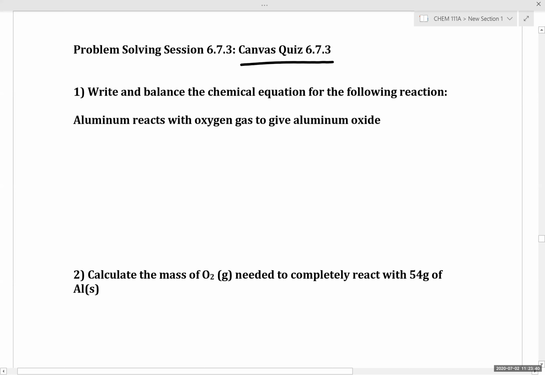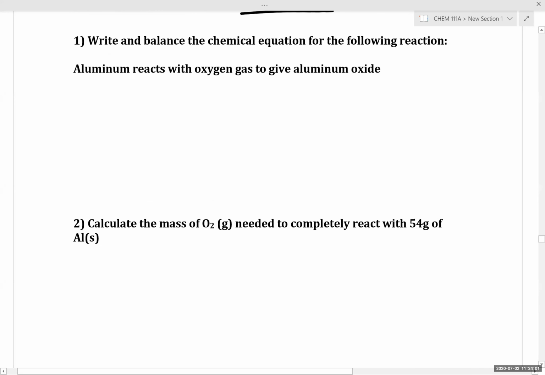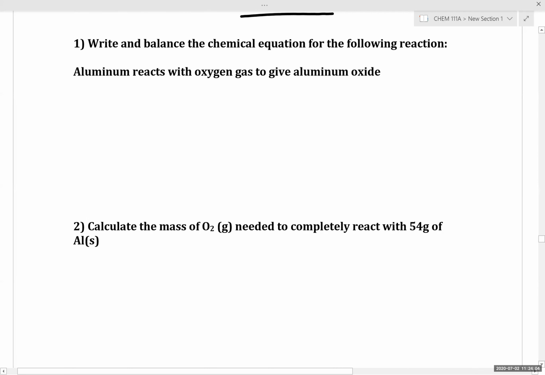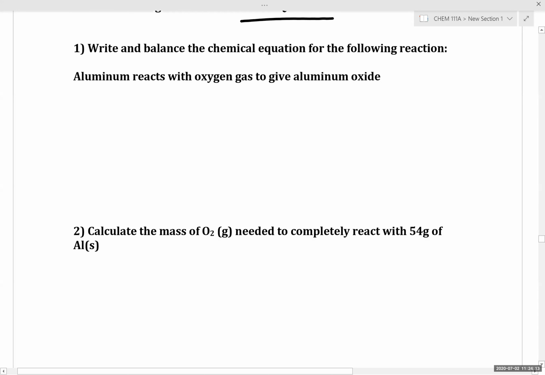So don't be shy to submit your responses via Canvas Quiz 6.7.3 or via the chat. And we'll discuss the balanced equation in about 2 to 3 minutes, and we'll discuss the entire problem in about 5 minutes. But first things first, we need a written, balanced chemical equation. And just as a reminder, this problem has 2 stoichiometry portions. The second part is right here. Okay, so we'll discuss the balanced chemical equation in about 2 minutes. And don't be shy to submit your responses via Canvas or in the chat.